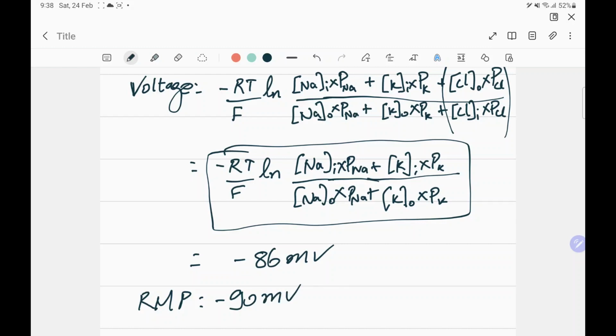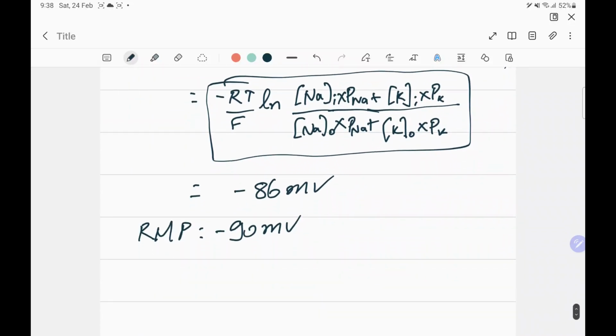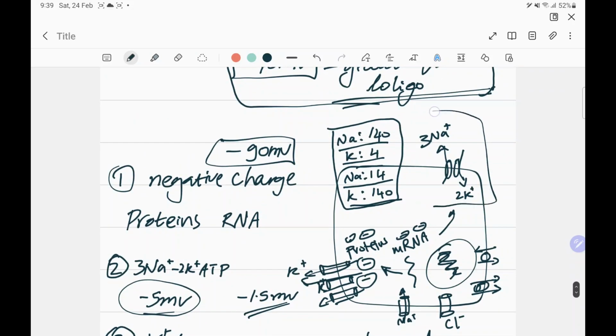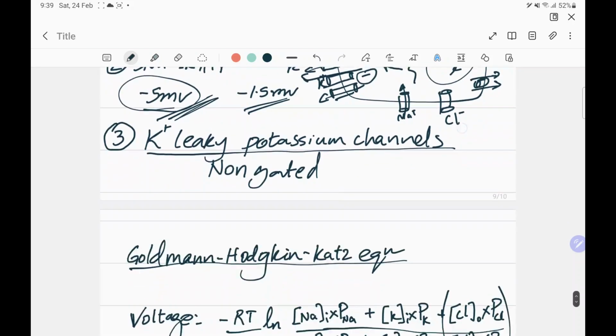Now, if you see this equation, we are looking at the permeability of sodium, potassium, chloride, and the gradient created. But we are not adding the negativity created by the sodium-potassium ATPase pump directly. It was making an exchange over here. If you see 3 sodiums out, 2 potassiums in, contributing to around minus 5 millivolts over here that you could see. And also there are some negative charge proteins in RNA.